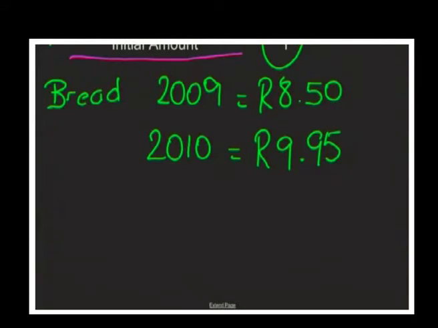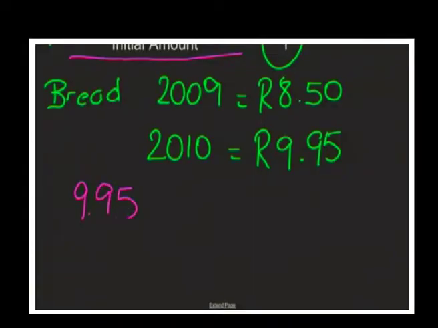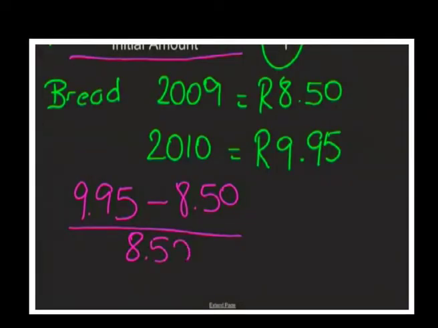Our new amount is the latest amount. That's what I mean by new amount. So in this case, it was 9 Rand 95 minus the initial amount, that was the old amount, 8 Rand 50, and I'm dividing it. So that is the amount increased. I'm dividing it by my old amount, my initial amount, because I want to know how much is increased from the previous. It's a percentage, so I'm going to times by 100.